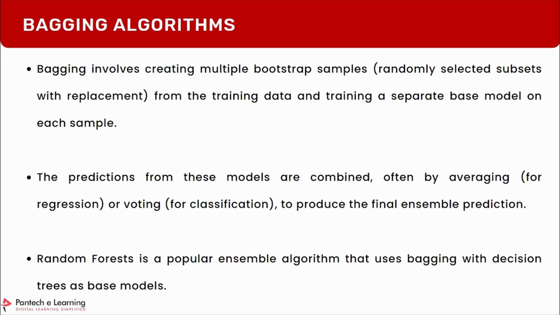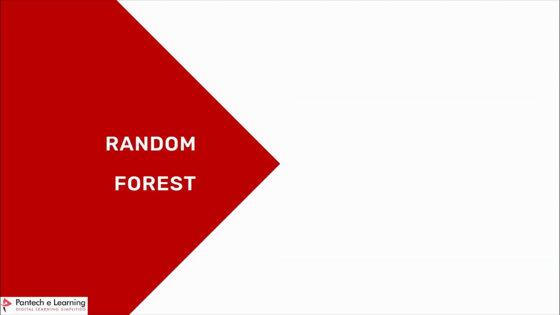And one of the popular bagging algorithms is random forest. It is a popular ensemble algorithm that uses the bagging technique with decision tree as its base model. So you have multiple decision trees, and a collection of trees, a lot of trees, is a forest, and it's a randomly picked bag, so it is given the name random forest. Let us see about the random forest algorithm.